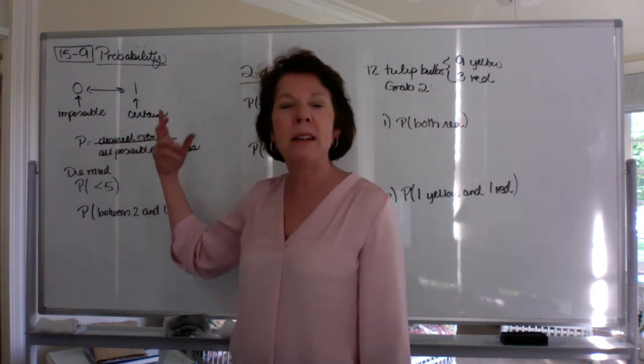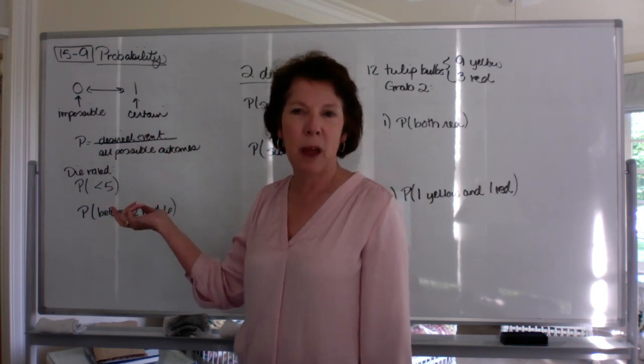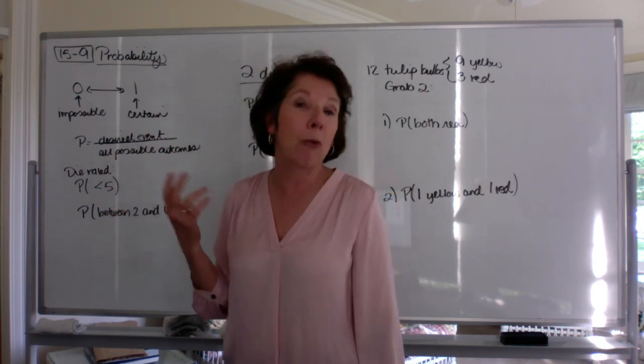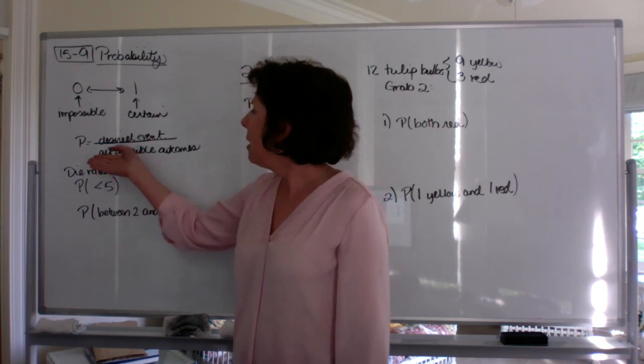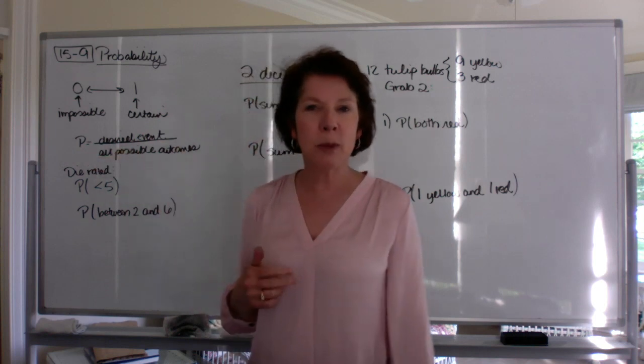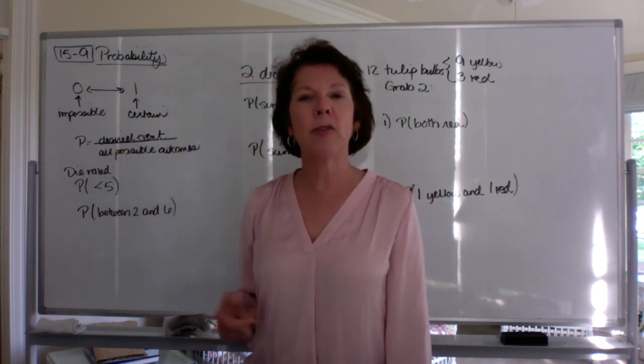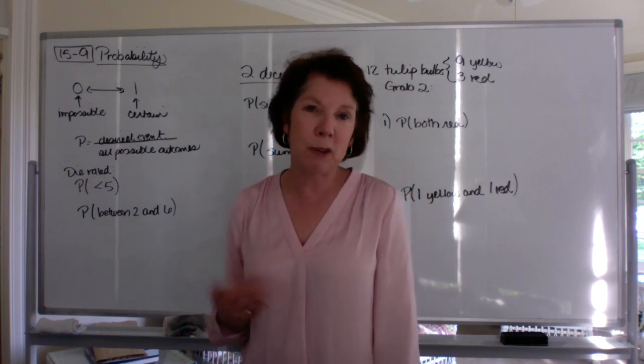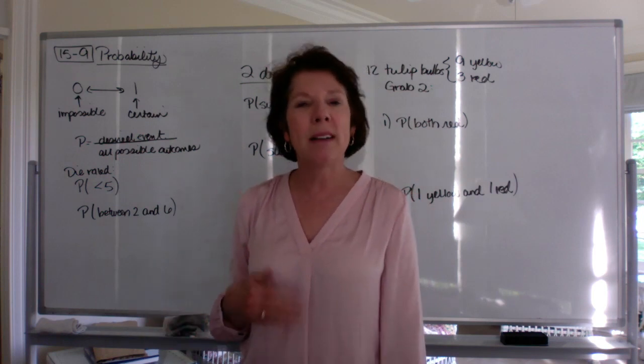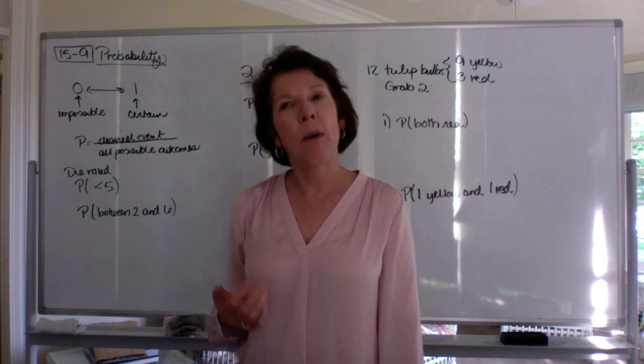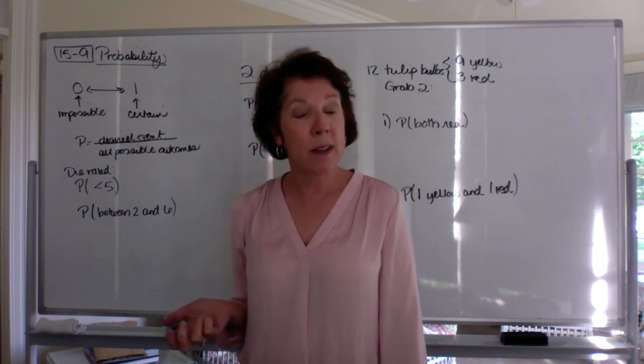Well, you want a desired event. You want something special to happen, like rolling a 5, divided by all the possible outcomes. So all the possible outcomes for rolling a die would be 1 through 6. So my desired event that I want would be rolling a 5. So that would simply be 1/6.